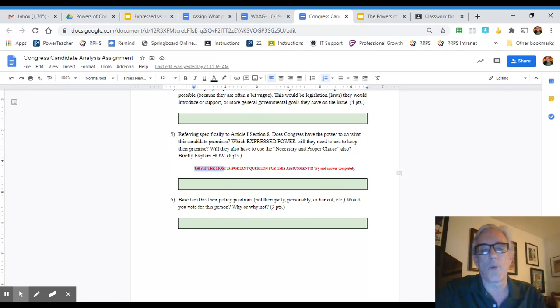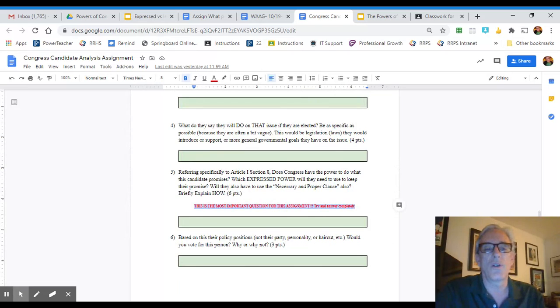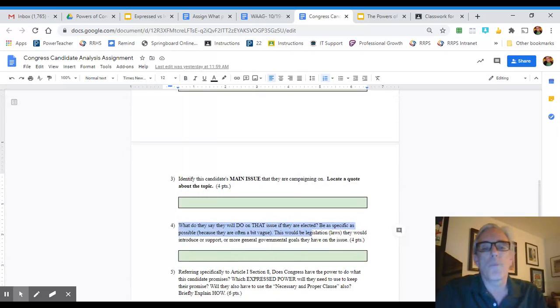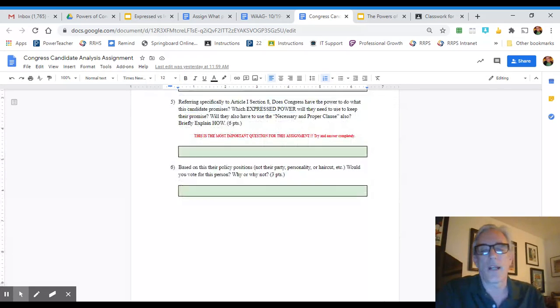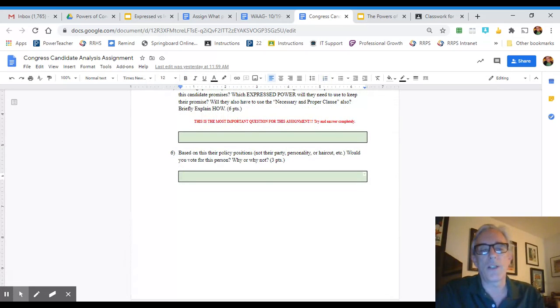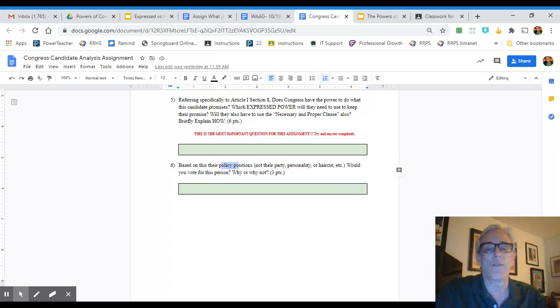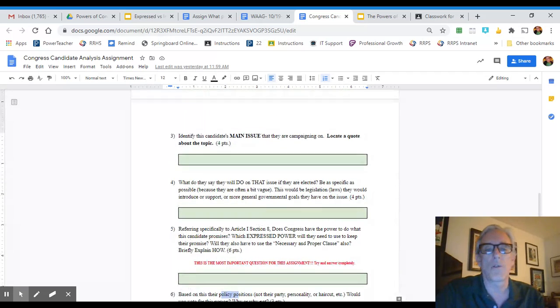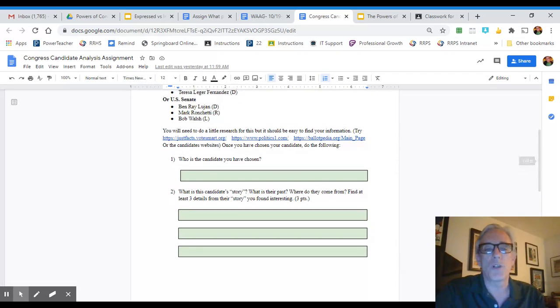And this is, again, the most important question. What power would they be using in order to do this thing that they are promising? Also, go ahead and tell me whether you would vote for that person based on their policy positions. I'm not really interested in their party or personality or haircut or their attitude. That's not what we're talking about for this assignment. For your actual vote, that's totally reasonable. But for this assignment, do you like their policies?